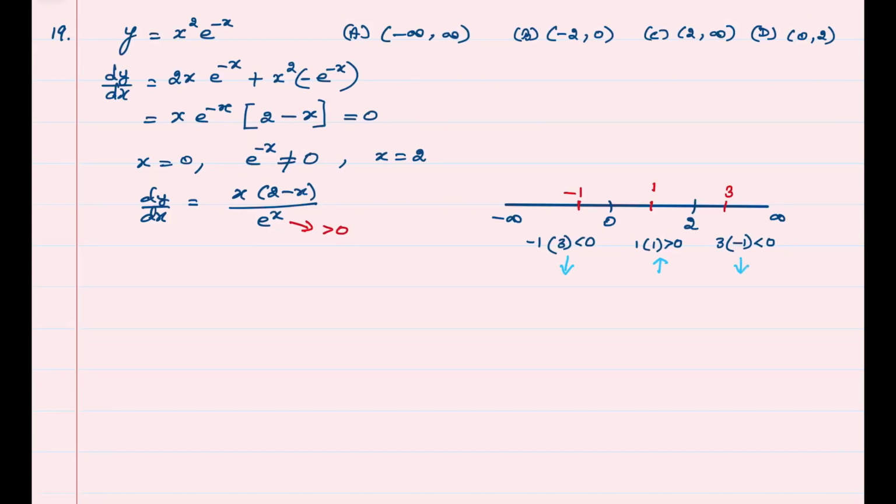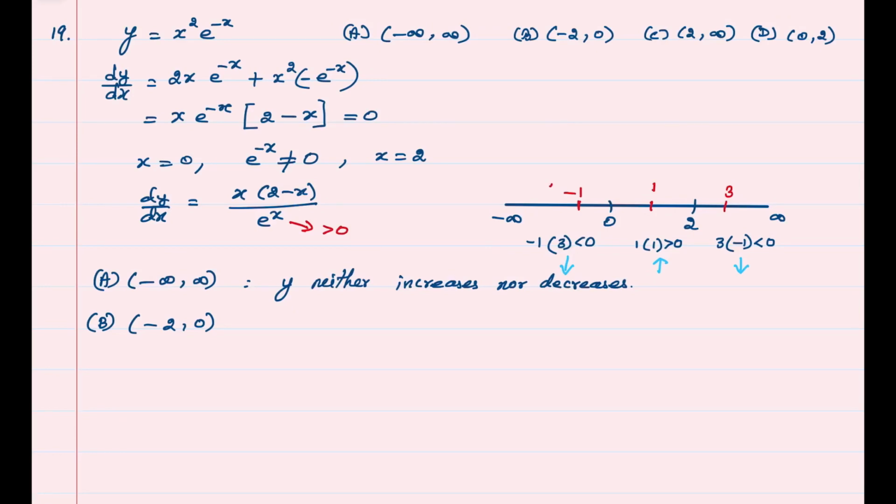Now, let us answer the questions. The first interval is minus infinity to infinity. We have decreasing as well as increasing in the whole interval R. Therefore, we conclude that the function neither increases nor decreases. Now, let us see the second interval, which is minus 2 to 0. Minus 2 to 0 is a sub-interval of minus infinity to 0. In the interval minus infinity to 0, it is a decreasing function. So, in the interval minus 2 to 0 also, y decreases. Actually, we can say strictly decreasing. If the function is strictly decreasing, no harm in saying decreasing.